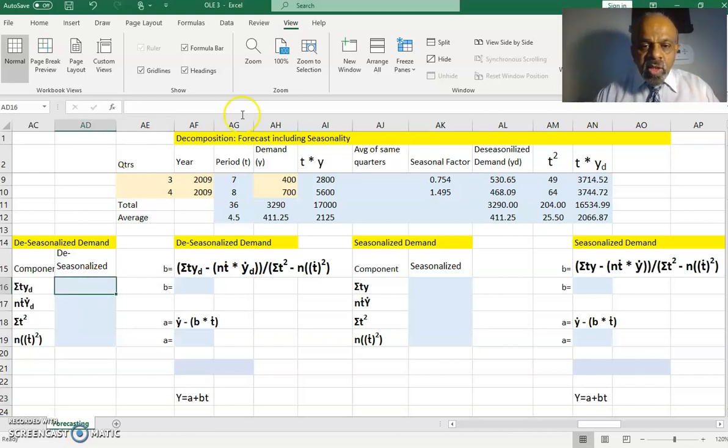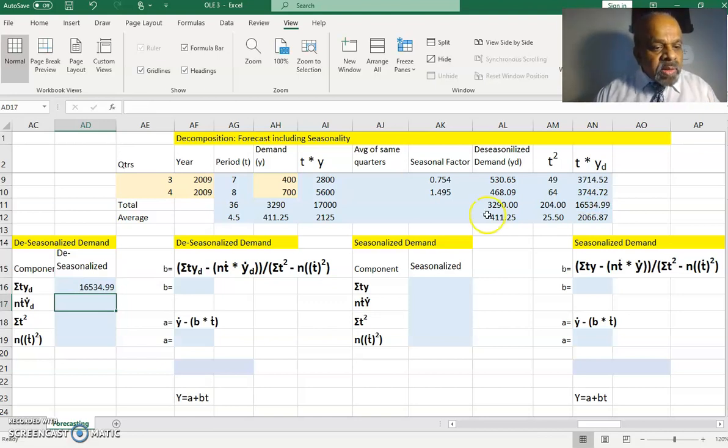So I made it in such a way that you can see the top portion, so it'll be easy for us to learn. Basically, right now I'm going to calculate these four components for the deseasonalized demand. The first component is sigma T times YD, the total of that, which is 16,534. So I'm going to bring that right over here. So that is the first one.